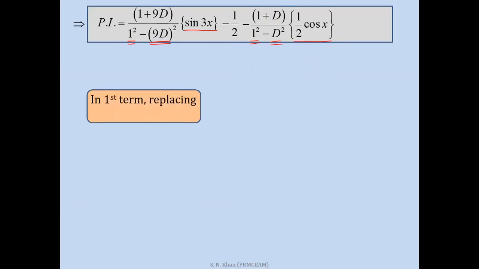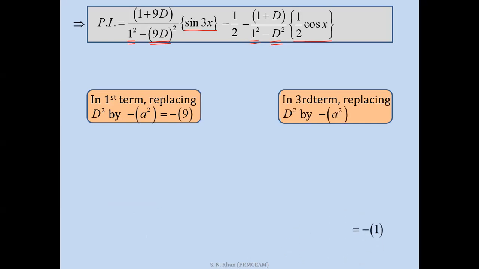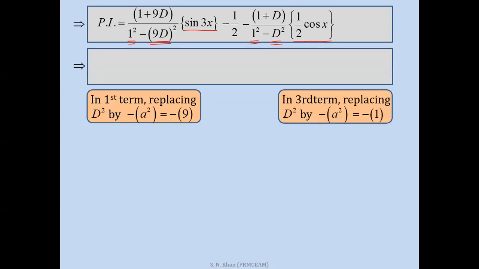After getting d square, now in first term replacing d square by minus of a square, and which is equal to minus 9. In first term replacing d square by minus a square. अभी इसे पहले simplify कर सकते हैं. Simplification means we can write it as here 1 square means it will be 1 and minus (9d) whole square. तो ये हो जाएगा 1 minus 81d square. 9 का square 81 and into d square.